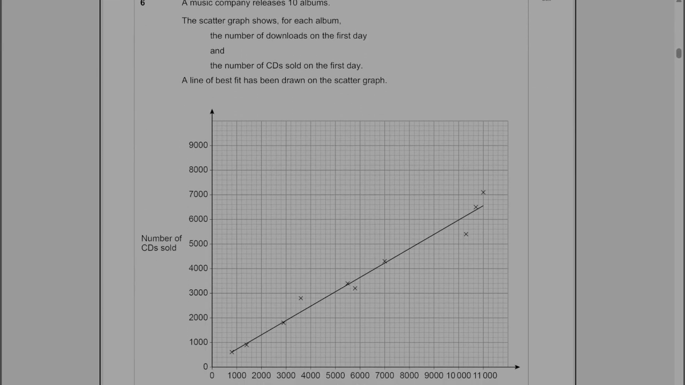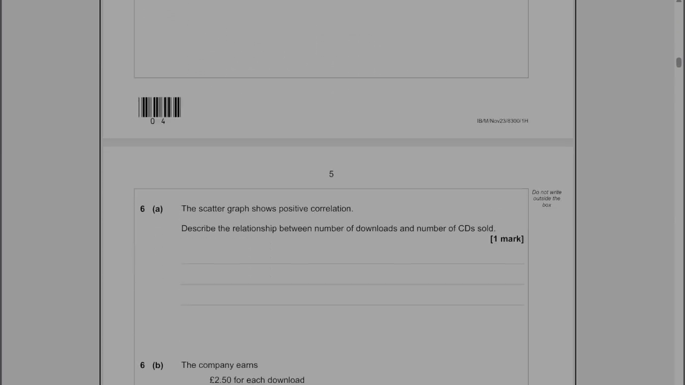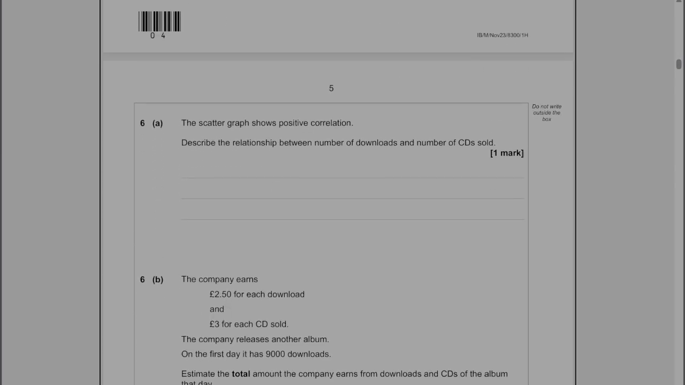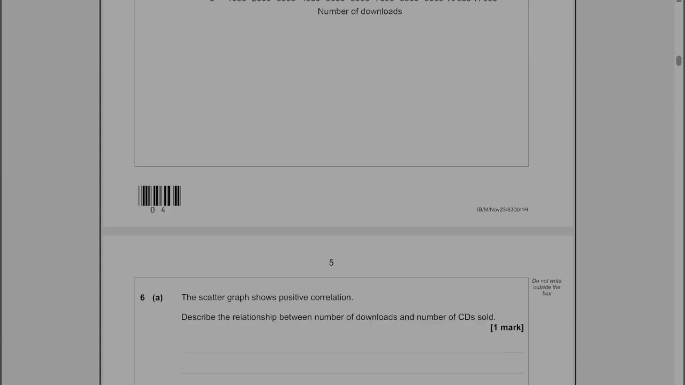Okay, question 6. A music company releases 10 albums. The scatter graph shows for each album the number of downloads on the first day and the number of CDs sold on the first day. A line of best fit has been drawn on the scatter graph. So number of downloads here, number of CDs here. Part A, the scatter graph shows positive correlation. Describe the relationship between the number of downloads and the number of CDs sold.